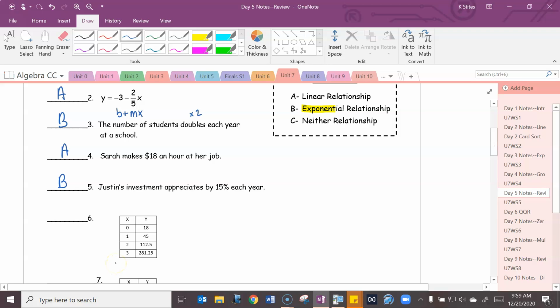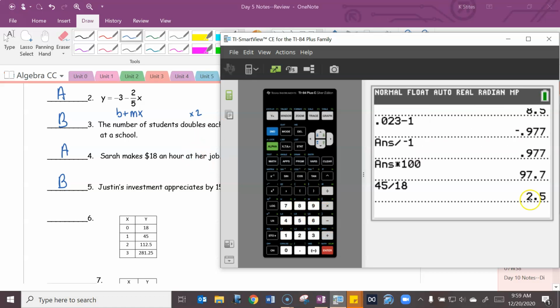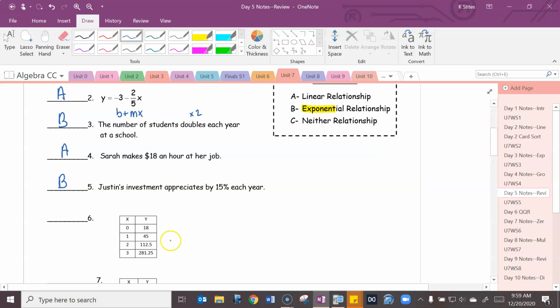Okay, number 6. It's hard to tell what we're multiplying by here. It's certainly not adding by a constant number, but if we go ahead and divide 45 by 18, it's multiplying by 2.5. So let's try that now. 45 times 2.5 does give you the 112.5. If we times by 2.5 again, you get that 281.25. So these are multiplying by a constant number, which also makes this exponential.